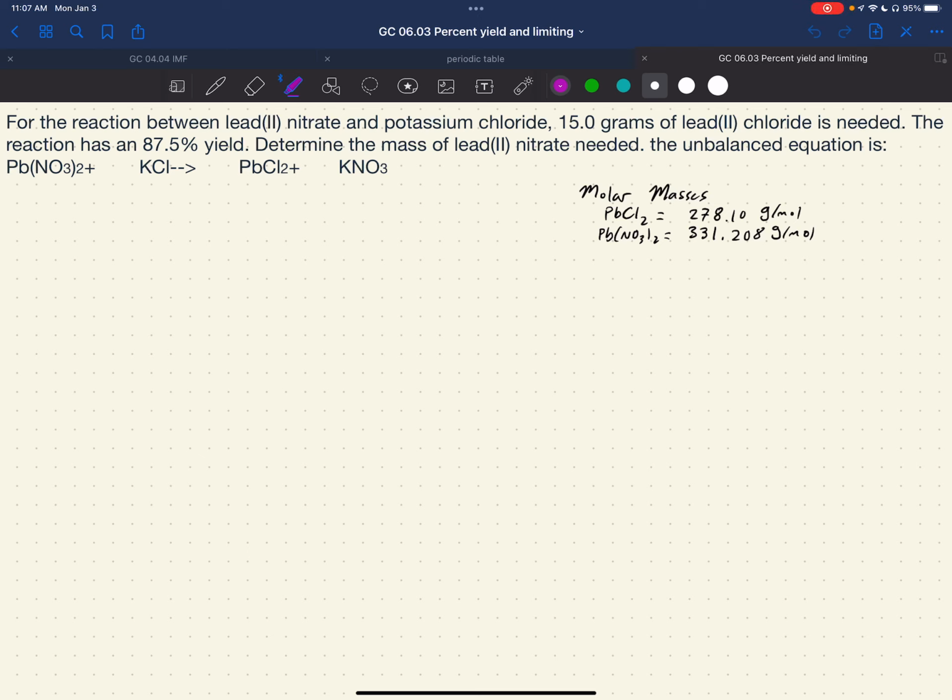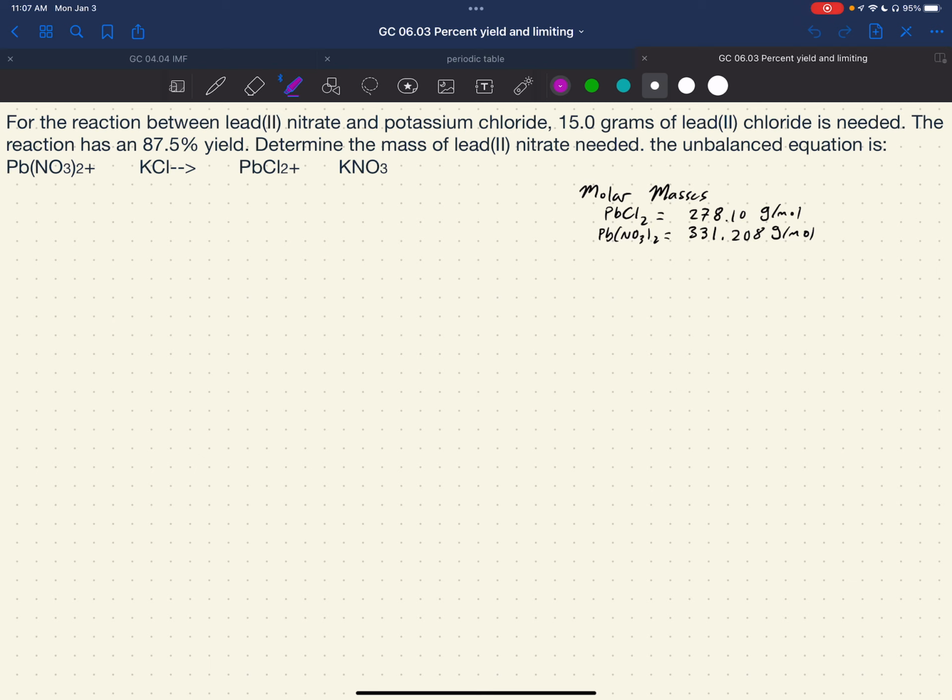So with this problem, one of the issues that people run into is that they don't know how to identify what is an actual yield and what is a theoretical yield. They don't know how to go about doing the problem. So let's really quickly walk through this.